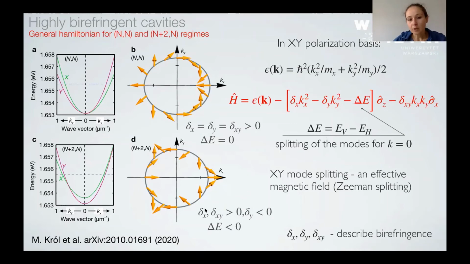But if we play with our birefringence and with our dielectric material, then we can go to a regime when the delta E will be smaller than 0. Then all of these deltas will mean something different. But we can also plot this effective magnetic field that acts in the plane of our structure, and now you can see how it is oriented.